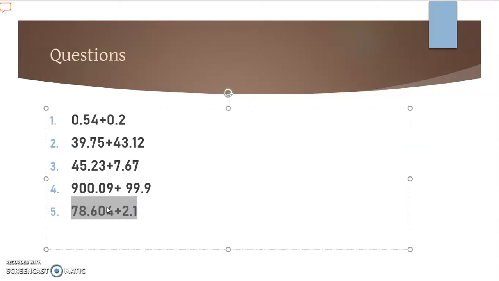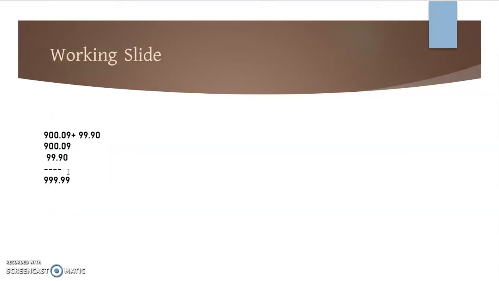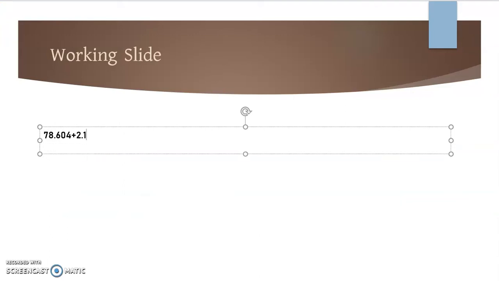Next one, 78.604 plus 2.1. Here again we can add 2 zeros to make the number of digits after the point equal. Then 78.604, enter, 2.100.